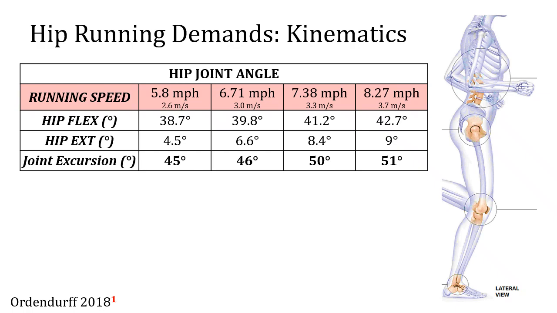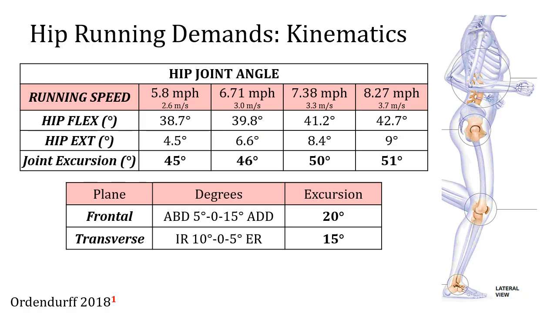The hip is going to go through anywhere between 45 to 50 degrees during the running gait. Flexion necessary is around 43 degrees at maximum. And for hip extension, as you run faster, you can see that more and more hip extension is going to be necessary. When we look at the frontal plane, hip abduction and adduction, you want at least 20 degrees. And in the transverse plane, you want about 15 degrees of hip internal and external rotation.